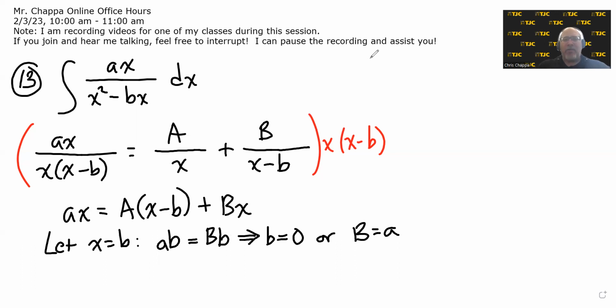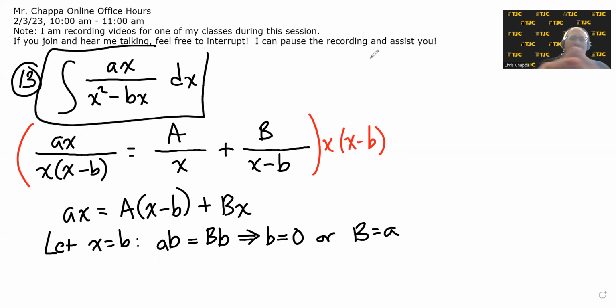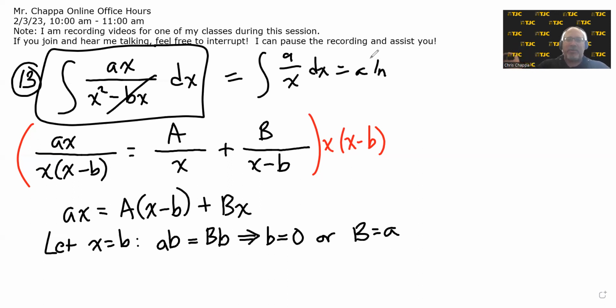I'm wondering what would happen if lowercase b were equal to 0 in this problem. If it were, then this would disappear. Then we could cancel one of the x's. We would get the integral of a over x dx, but that's just a times natural log absolute value of x plus c. So I bet that this answer will be represented in the general case if we just let b equal 0 at the end.